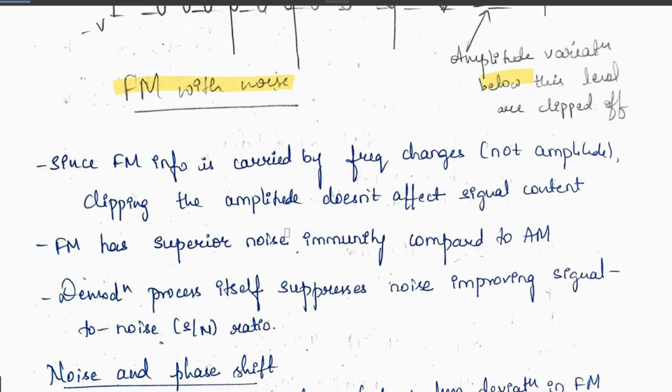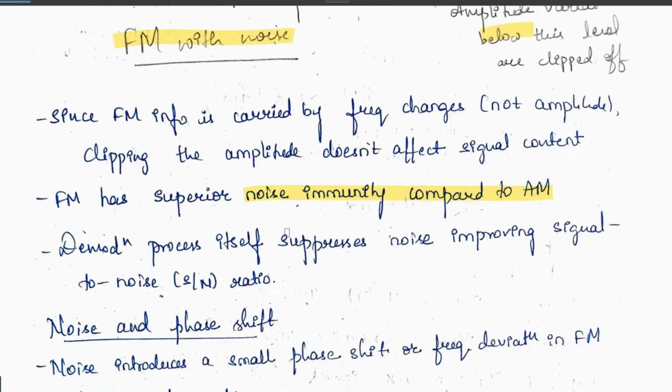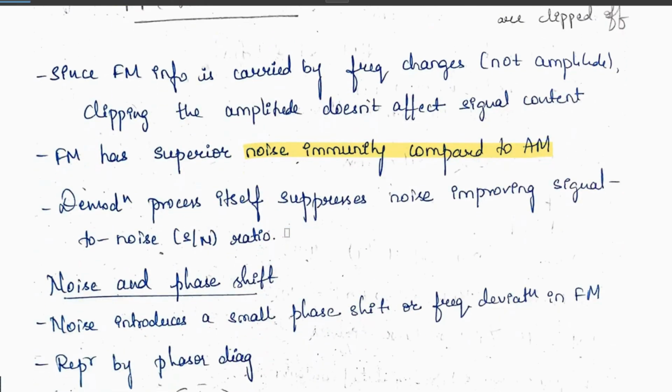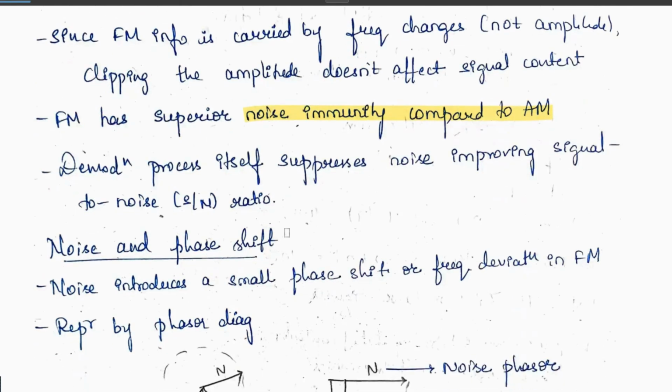So FM has superior noise immunity compared to AM. This is a major advantage of FM. The demodulation process itself suppresses noise, improving the signal to noise ratio. This is also one more advantage.